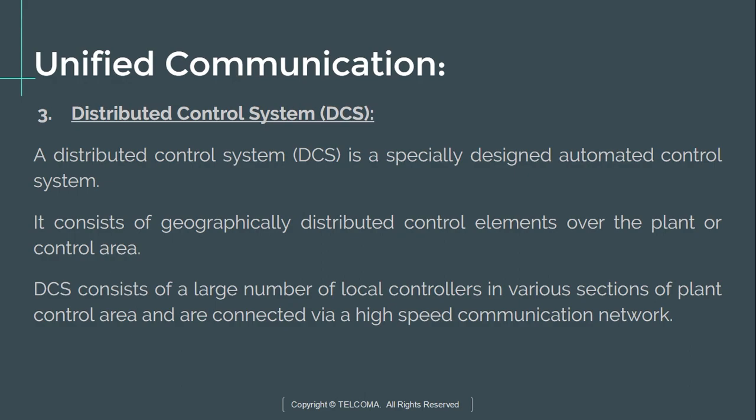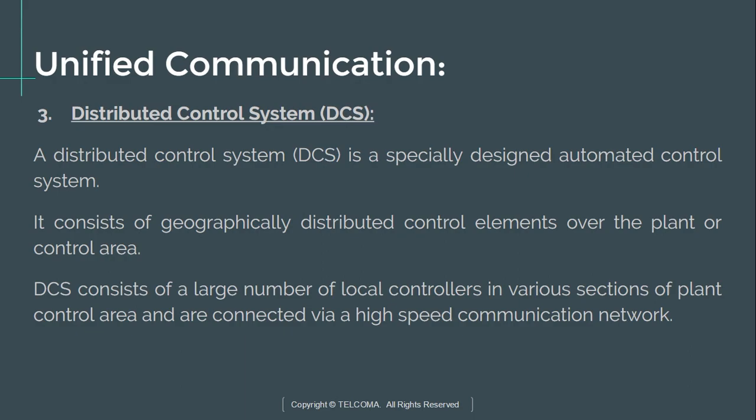Here the distributed control system is a specially designed automated control system. These are specially designed for particular purposes, and it consists of geographically distributed control systems which are laid over the whole plant, over the control area or the manufacturing area where we have to manufacture the product. So DCS consists of a large number of local controllers in various sections of the plant or the factory control area, and they are connected through a high-speed communication network.